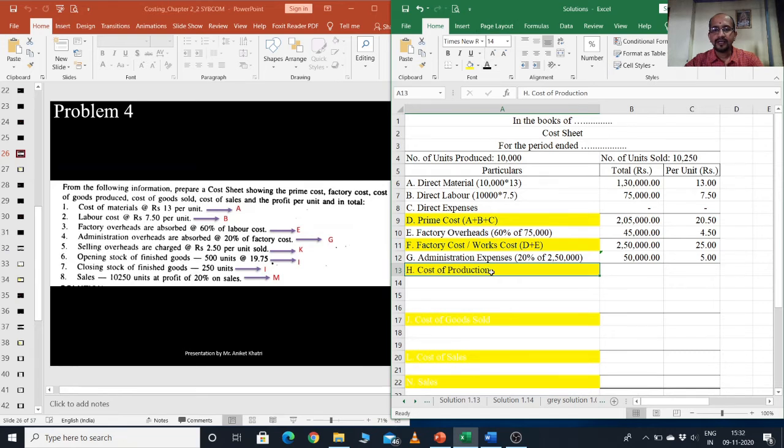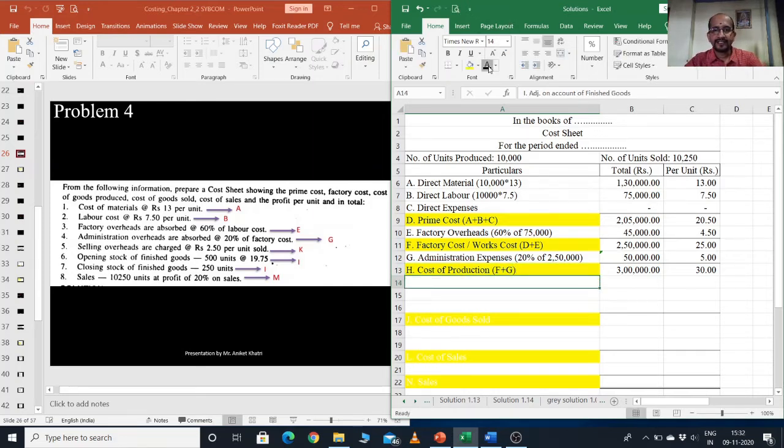Now you just have to add this. So the amount is 3 lakhs and per unit is 30. Just divide by 10,000. So this is our cost of production. How have we arrived at it? We just added F plus G.